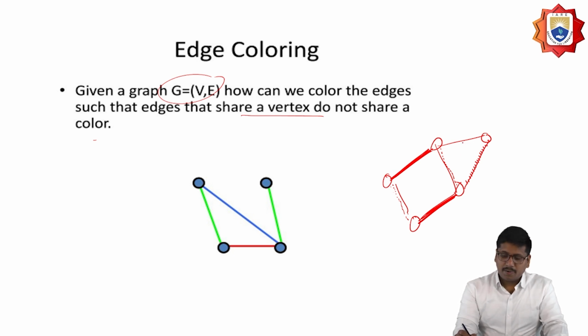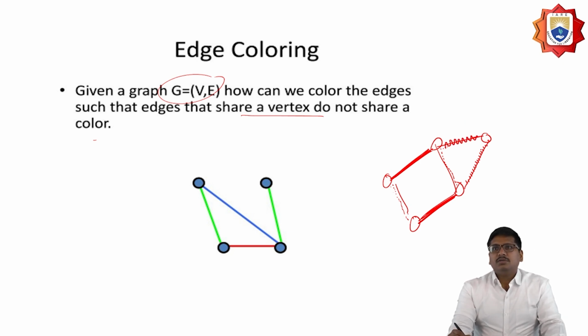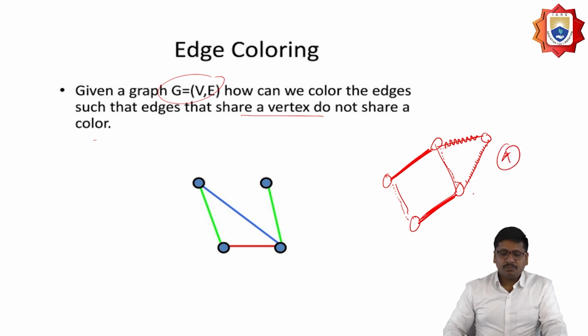And here, to give that color it is not possible, and if I give this one, also not possible. So definitely I have to give compulsorily another color here. So that means the number of colors should be 4 in this case.